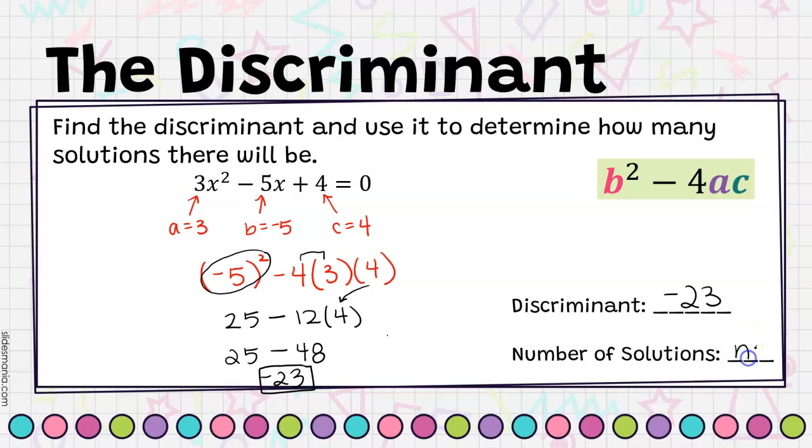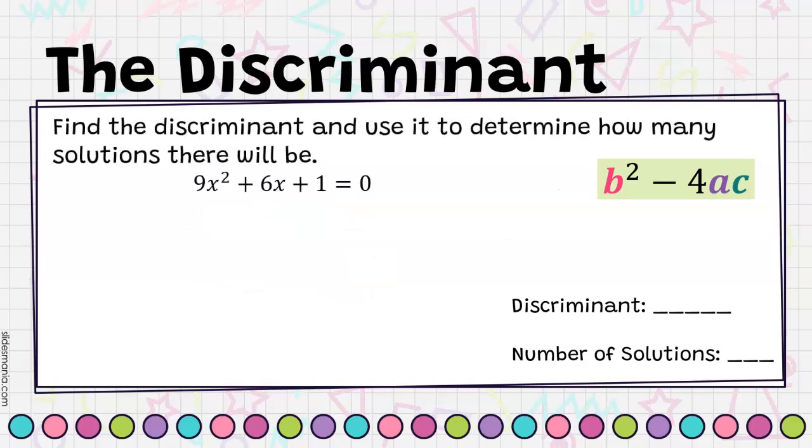You get no solutions. You could also write 0 solutions, I suppose. I sometimes write no instead of 0 just because I don't want people to think that I think that 0 is the answer, but you get no solutions. This would be a situation where we have a graph that never crosses the x-axis. Let's try another one.